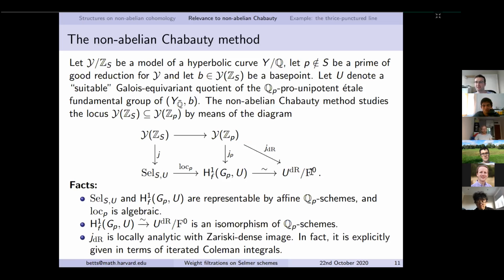And in fact, you can be really explicit about what this map is. You can write down a description of coordinates on this in terms of differential forms on your curve Y, and then this map here is given explicitly in terms of iterated Coleman integrals.